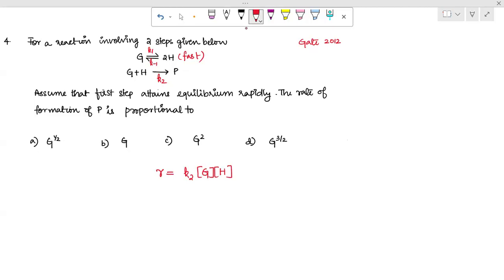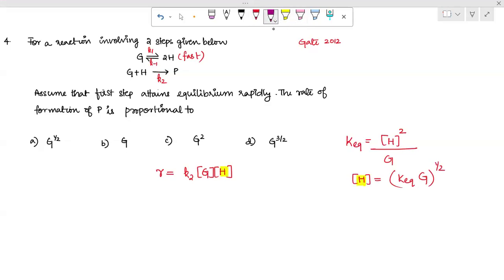Correct. So equilibrium constant is going to be equal to H to the power 2 divided by G. Now, if I have to rearrange, concentration of H is equal to K equilibrium into G, the whole raised to 1 by 2, is what I have. Now I'll put this value of H over here.